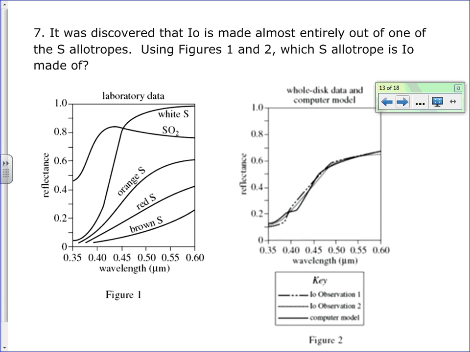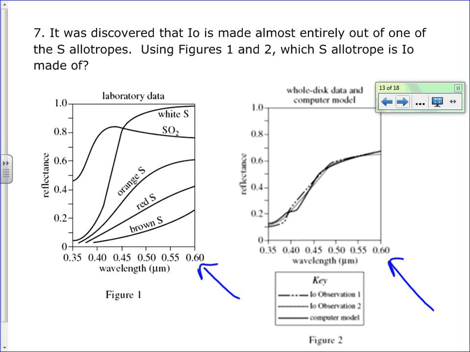All right. Question 7. It was discovered that Io is made almost entirely out of one of the S allotropes. All right, that's our new information. Using figures 1 and 2, which allotrope is Io made of? All right, so here's our Io data on this side. We know this is Io's wavelength versus reflectance. And these are the known values we found in the laboratory. So which one of our known values looks the most like Io?